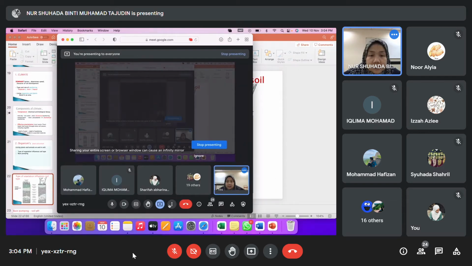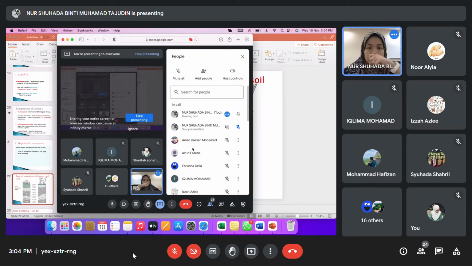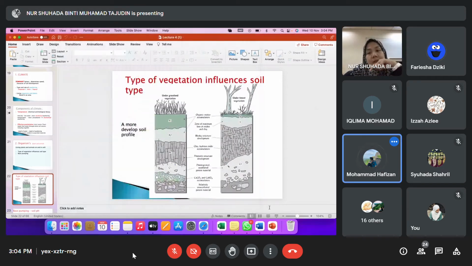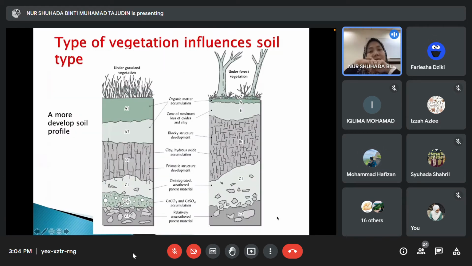Nak tanya. Farisha. Yes, Doktor. Okay, so what do you think? Why is it different? Meaning that the plant on top of the soil or the land is affecting the formations of the soil. Kenapa A dekat grassland lebih tebal daripada AO horizon dekat forest?